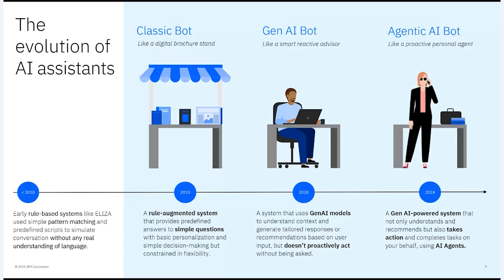Around 2020, we saw applications that leveraged generative AI models to understand context and generate tailored responses or recommendations based on an inference from the user, but didn't proactively act independent of the user interaction. In November of 2022, OpenAI released the ChatGPT chatbot to the public, which opened new possibilities for Gen AI use cases. If we look at current day, we have Gen AI powered systems that not only understand and recommend, but act and complete tasks and workflows for you leveraging AI agents.